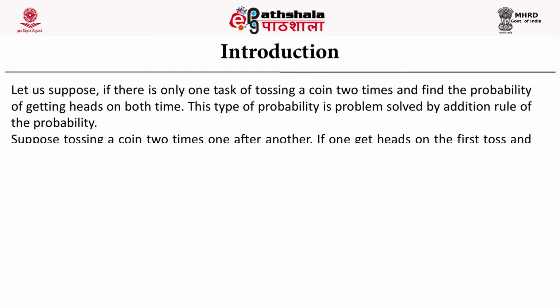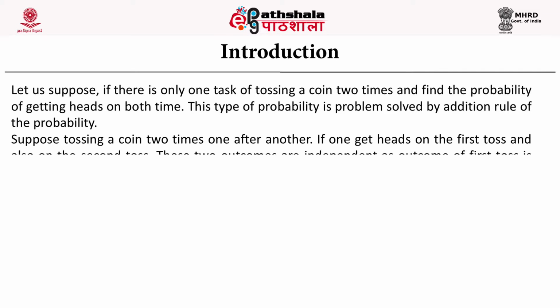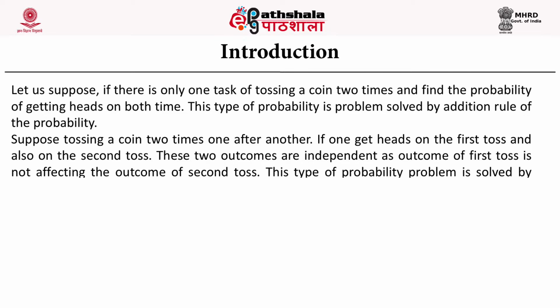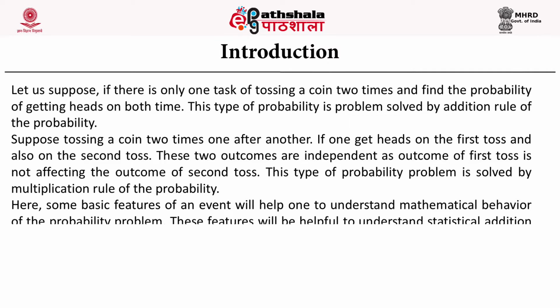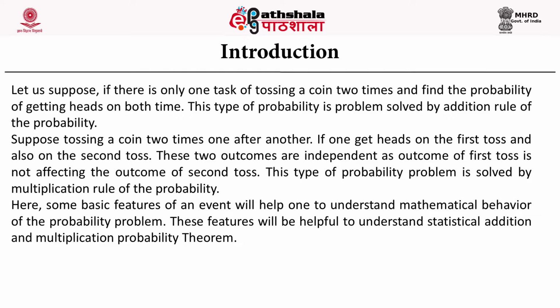Suppose we toss a coin 2 times one after another. If one gets heads on the first toss and also on the second toss, these two outcomes are independent, and the outcome of the first toss does not affect the outcome of the second toss. This type of probability problem is solved by the multiplication rule of probability.